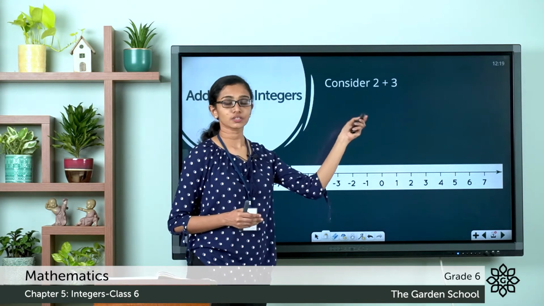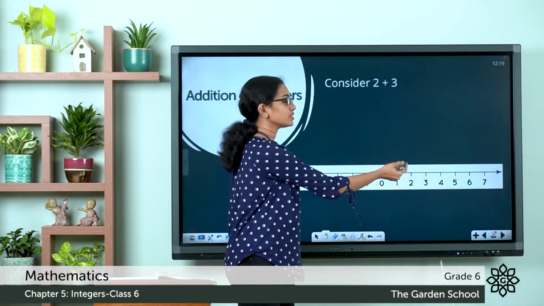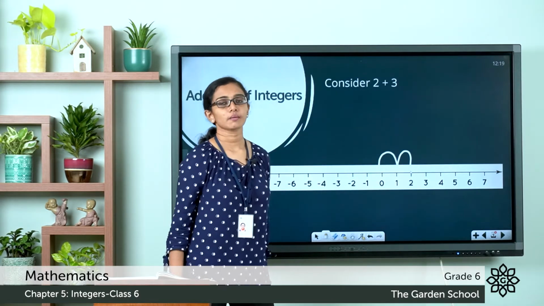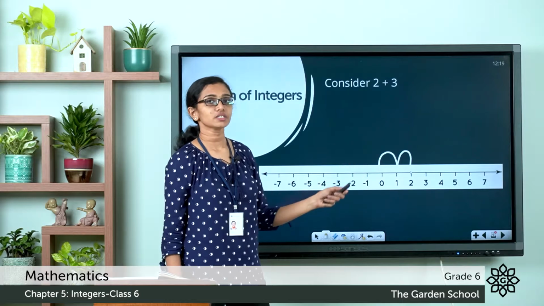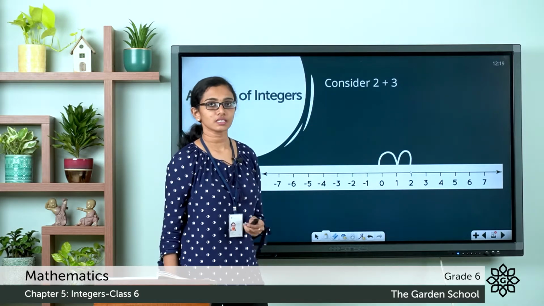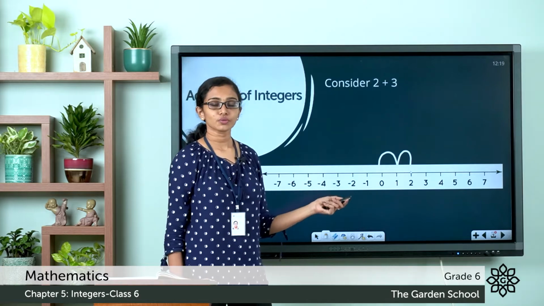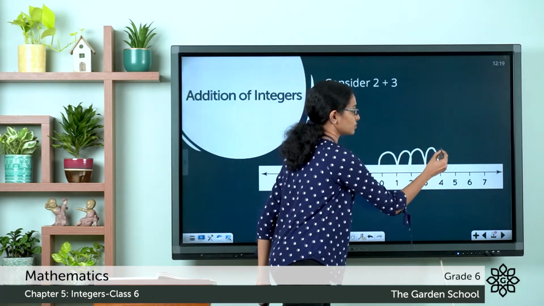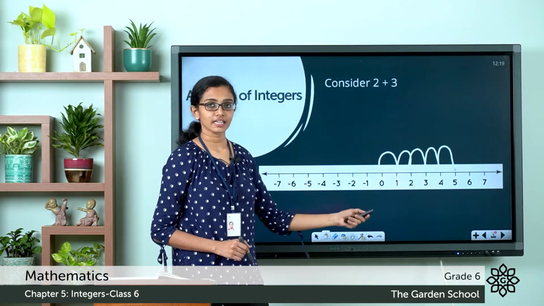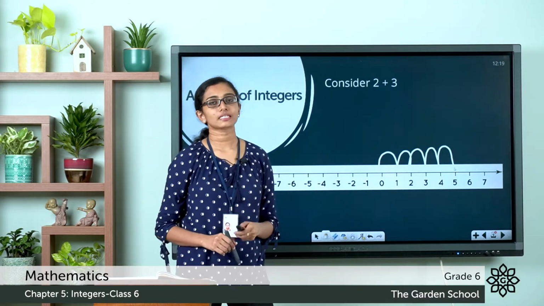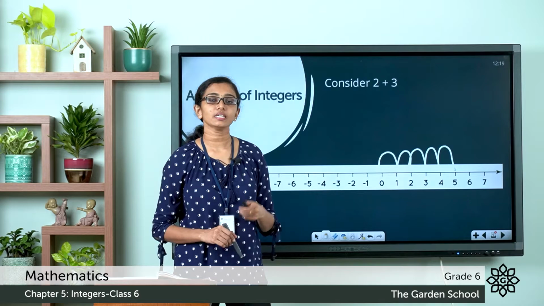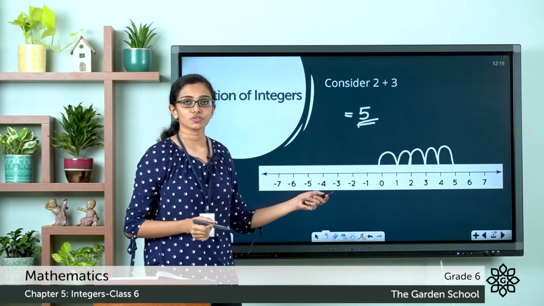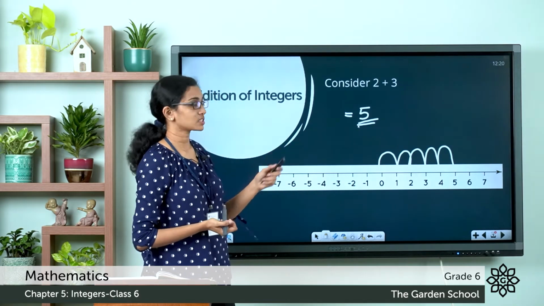See, the first integer is 2. So first we have to reach the point 2. So from 0, we are going to take 2 steps and we reach the number 2 or the integer 2. Now we need to add the positive integer 3 to it. So how do we do that? So from 2, we have to take 3 steps. That is 1, 2, 3. So we added 3 to the integer 2 and where did we reach? We reached the point 5. So what is 2 plus 3? It is equal to 5. We added 2 positive integers, positive 2 and positive 3, and we got the positive integer 5.